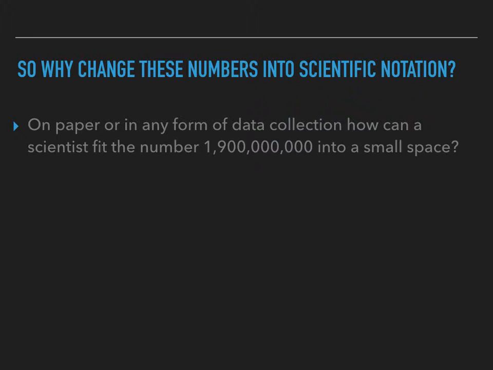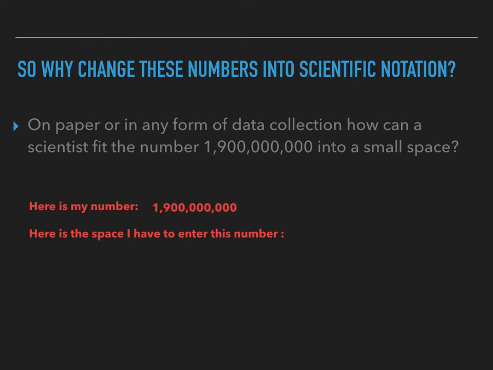So why change these numbers into scientific notation in the first place? When collecting data, scientists like to save space. In order to do this, we replace the large amount of zeros in numbers by multiplying by 10 with an exponent. Here is an example of trying to put a large number in a small space.